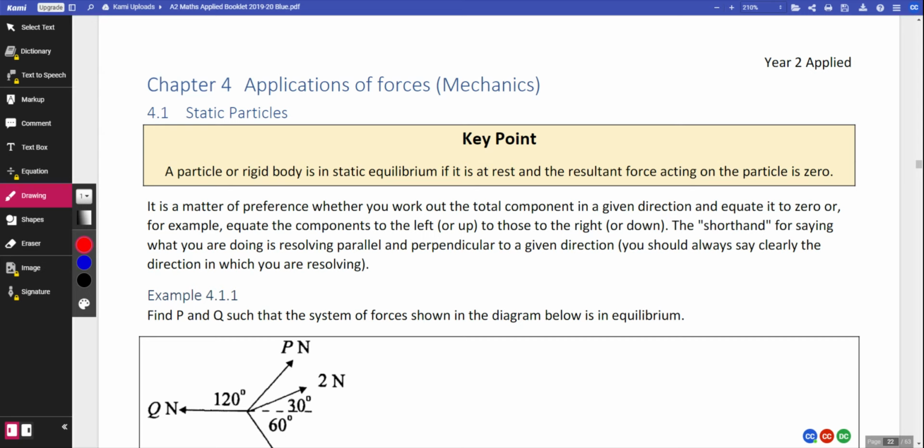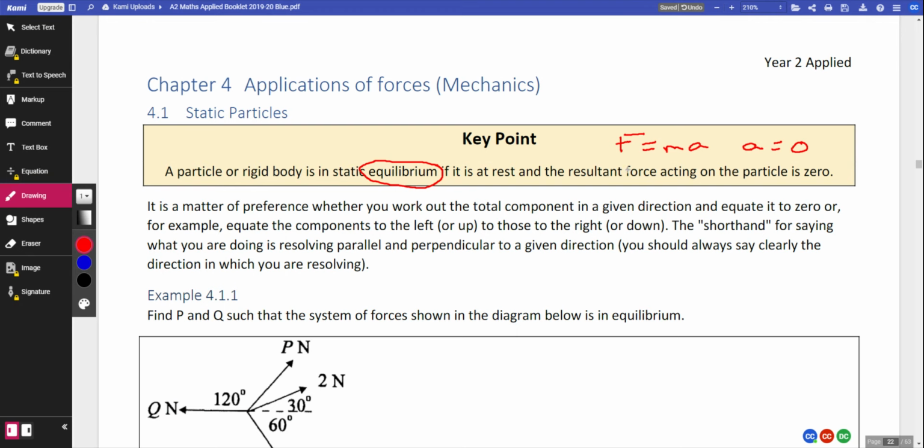So this video is for applications of forces for A2 mechanics. We're looking at 4.1 in the notes, which is static particles, and focusing on this idea of equilibrium. There's nothing new really in these examples, so it's working using F equals ma, which we've already looked at previously. And when we're using F equals ma, if we are in equilibrium, then we have got a is equal to 0. So we can use exactly the same process that we've used previously in order to find out what that resultant force is.